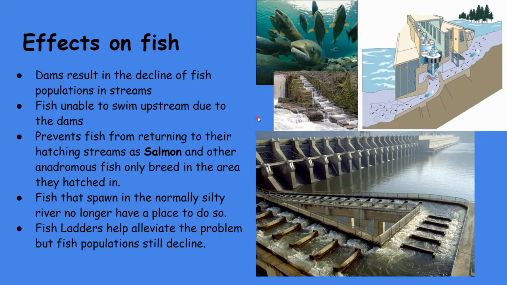Going back to fish. With the dams, it results in the decline of fish populations in streams because they're unable to swim through it. They are also unable to swim upstream due to the dams. And I would say a very famous example that you're going to read about is salmon.